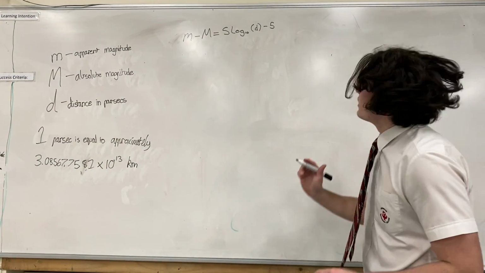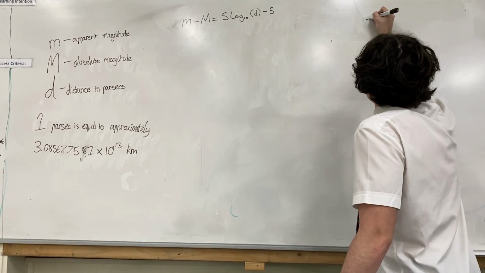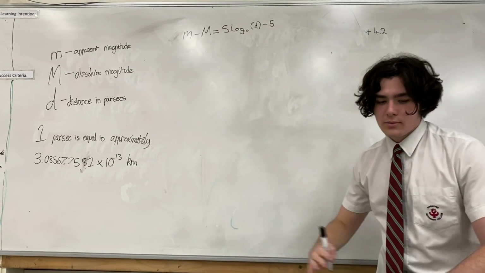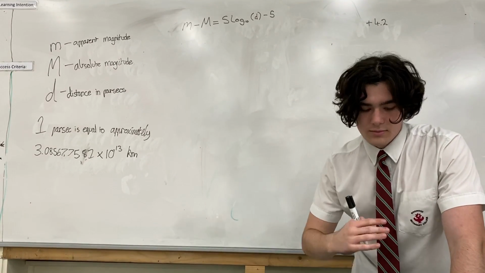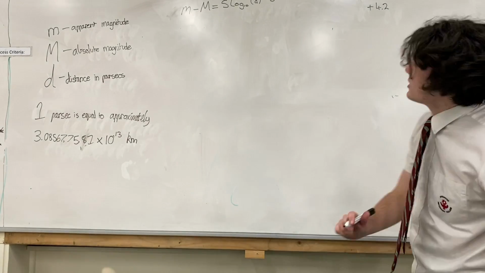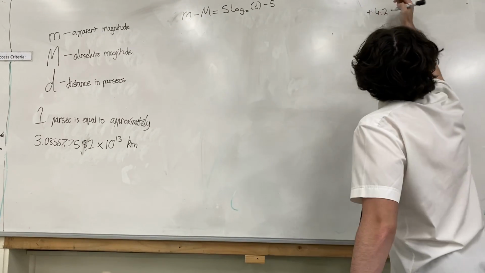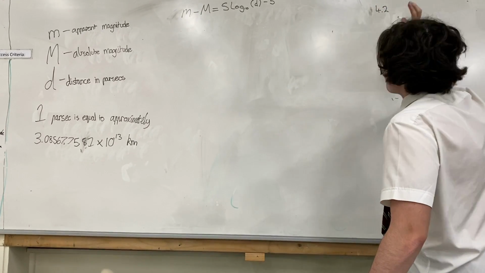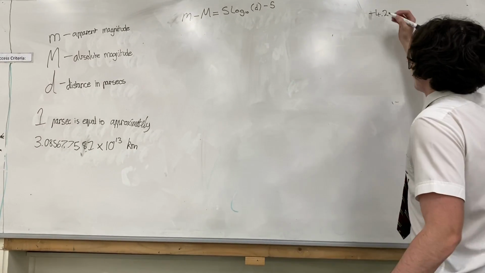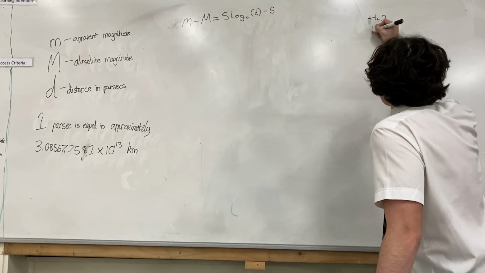So what we're going to be doing is taking a random Cepheid star. Magnitude goes on a scale. The absolute magnitude of a Cepheid star is minus 4.2, and the apparent one, which is us observing it from Earth, is positive 15.2.